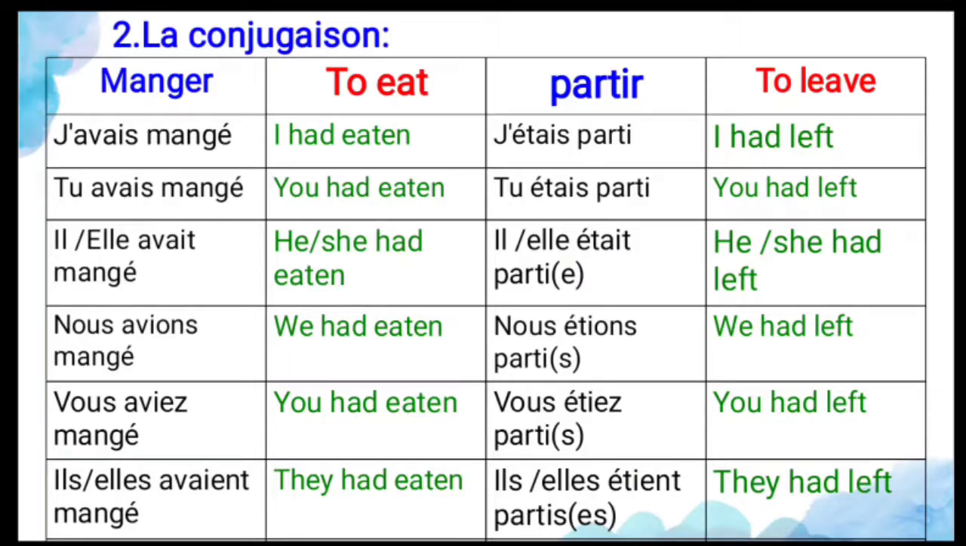Tu étais parti, you had left. Il était parti, he had left. Elle était partie, she had left. Nous étions partis, we had left. Vous étiez partis, you had left. Ils étaient partis, they had left. Elles étaient parties, they had left. So with this verb, when you are conjugating with être, the past participle agrees with the gender.